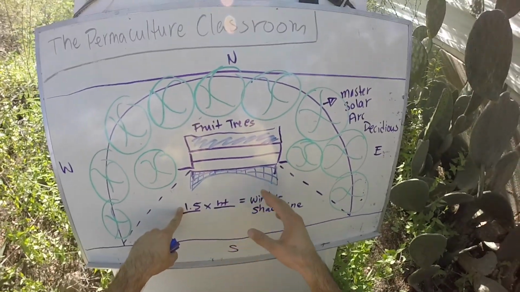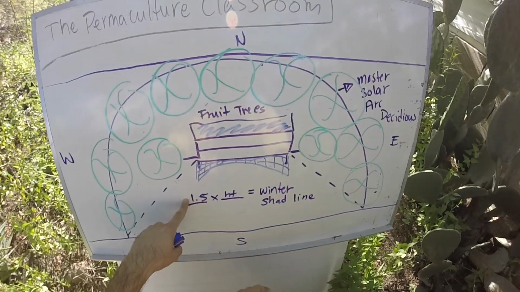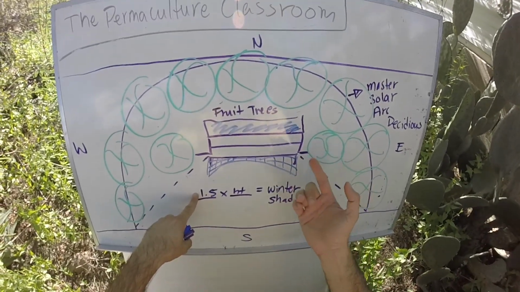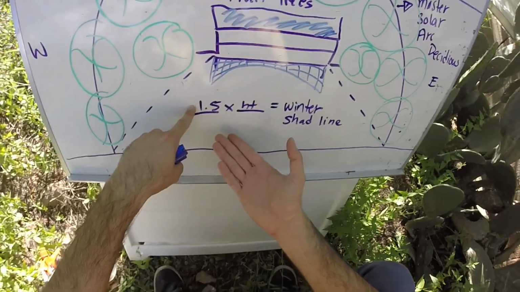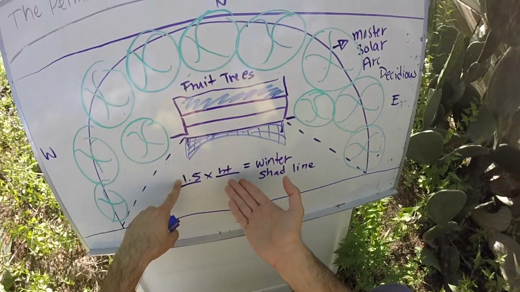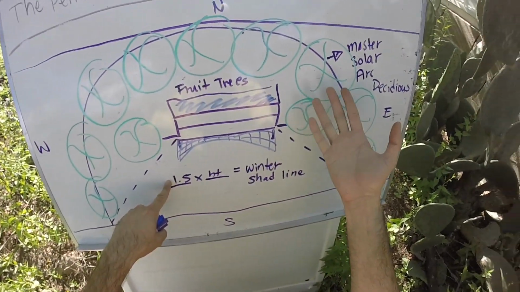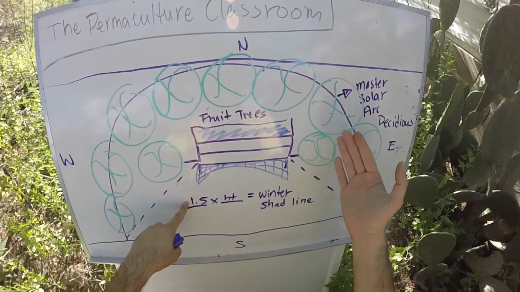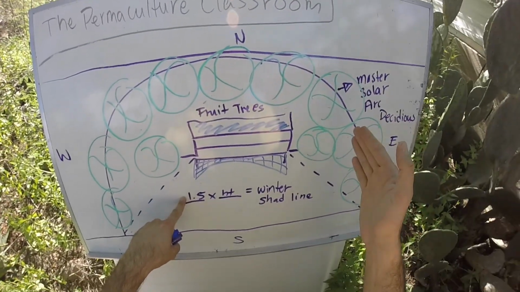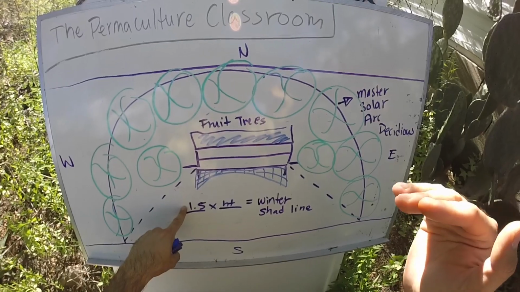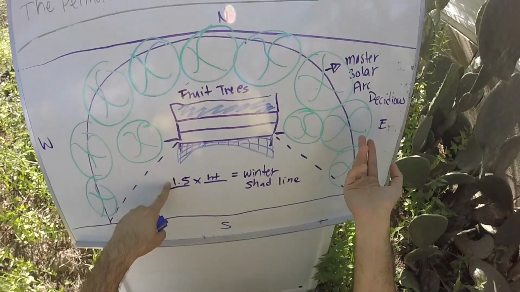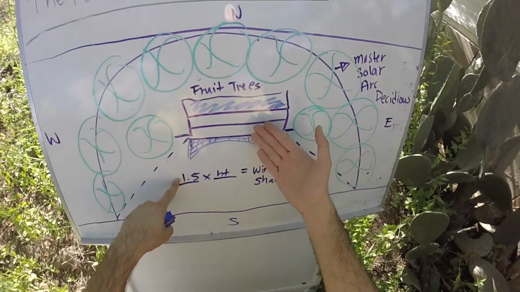You can multiply the height of whatever structure, whatever tree, anything, and the azimuth casts the shadows north in the winter. So that means that shadows will cast directly north in the winter. So we can plan for that and use that to produce awesome fruit in the desert.